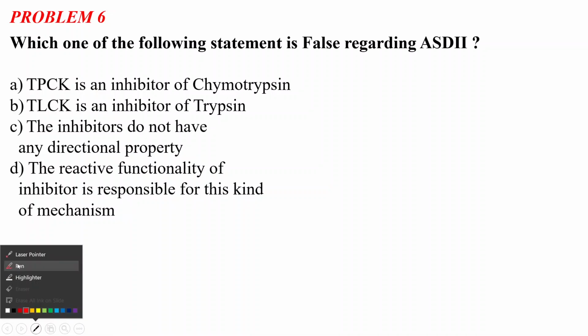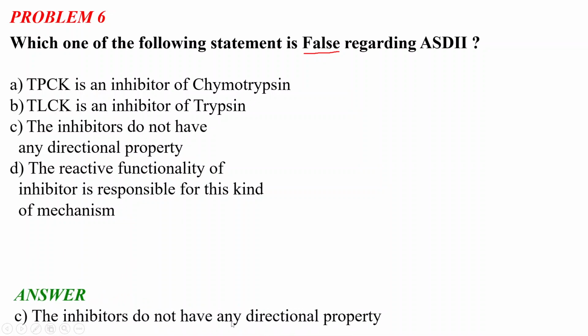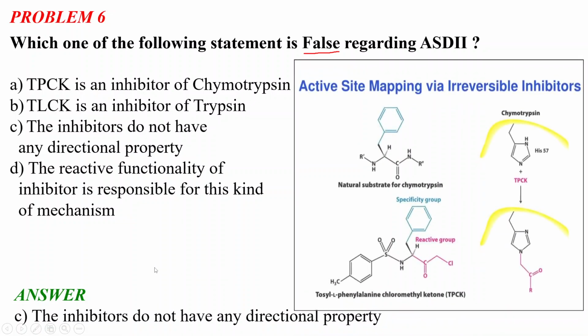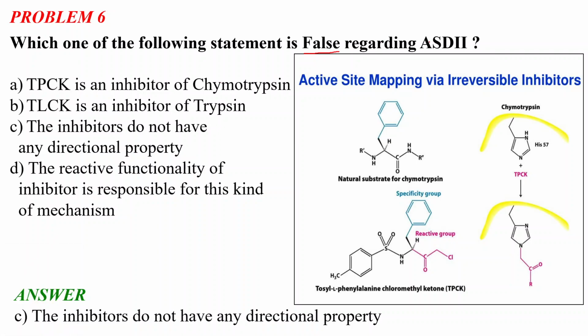Again, this is a true-false kind of question, so please read the question carefully. It is asking for the false option. Let me show you the answer first, then we will discuss. The answer is: the inhibitors do not have any directional property. It is a very easy question, because the name itself, active site directed irreversible inhibitor, suggests that the inhibitors do have a directional property. So option C is 100% incorrect.